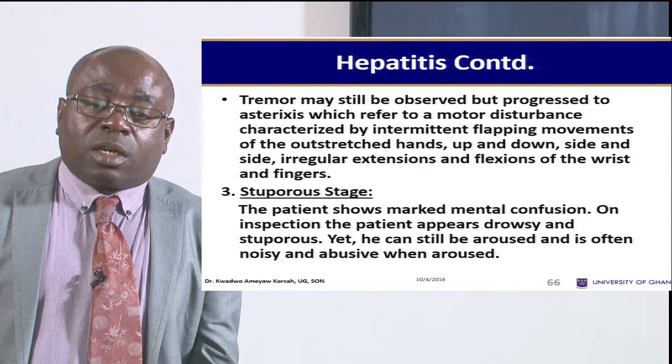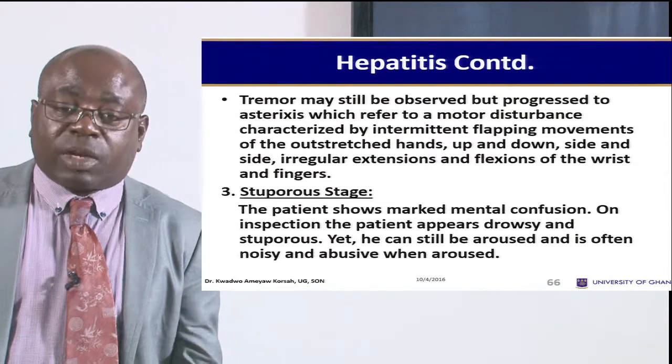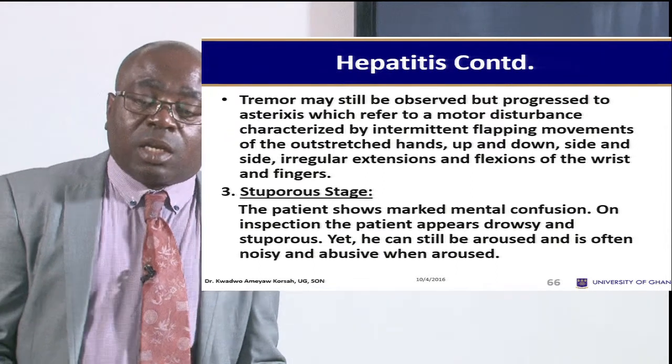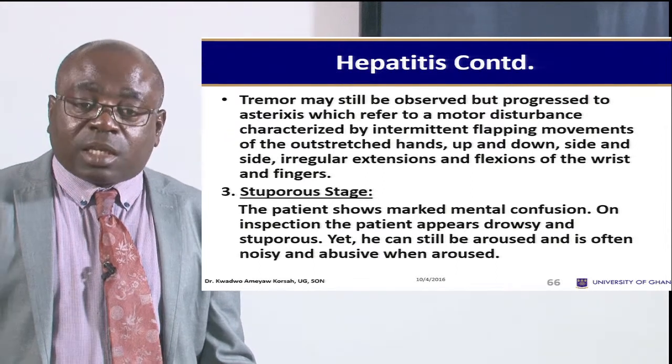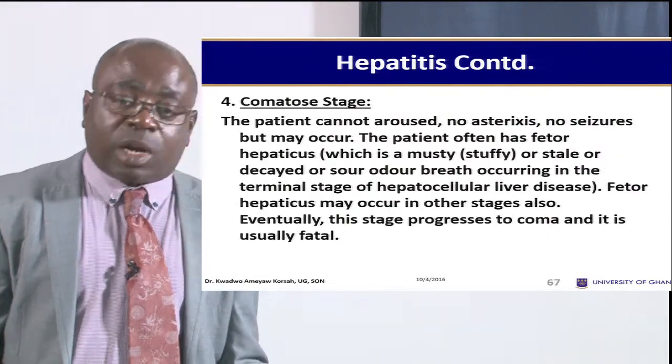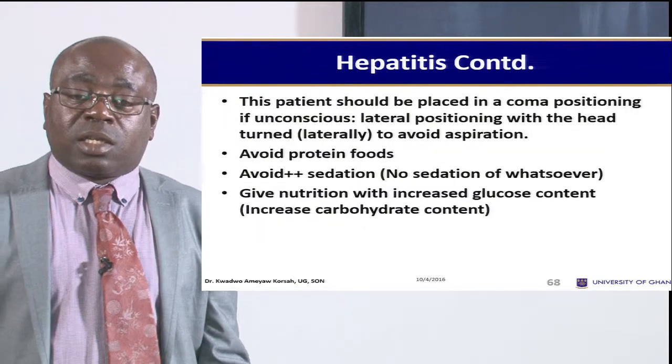So when you see the patient with hepatitis very aggressive and becoming very abusive, it means that the patient is going to the next stage, the Comatose Stage, where they go into coma, and when they are in coma, they can easily die.